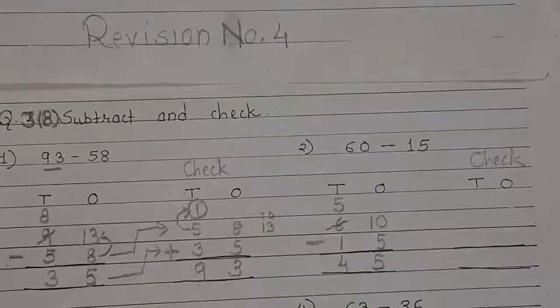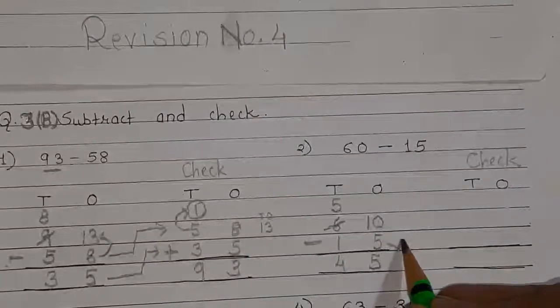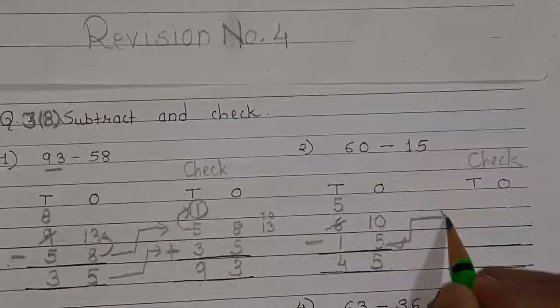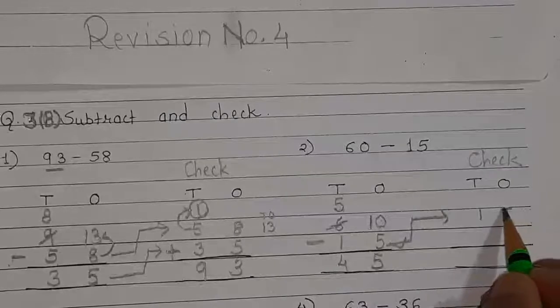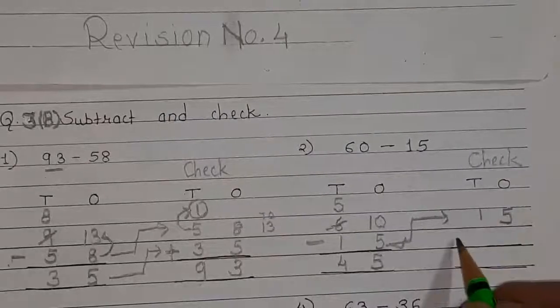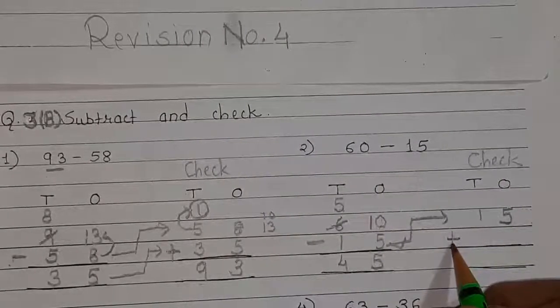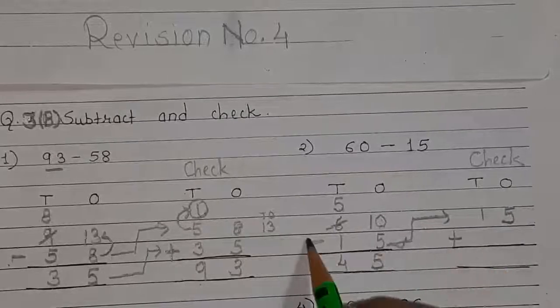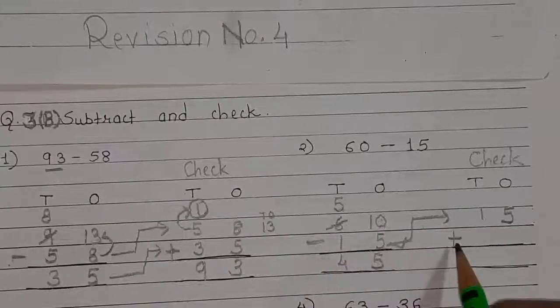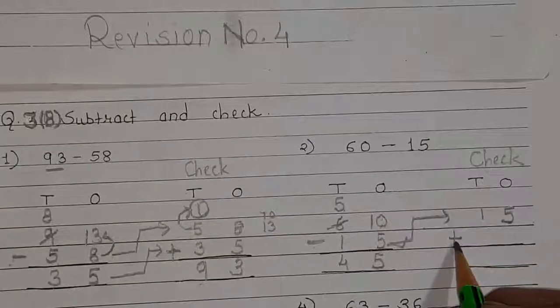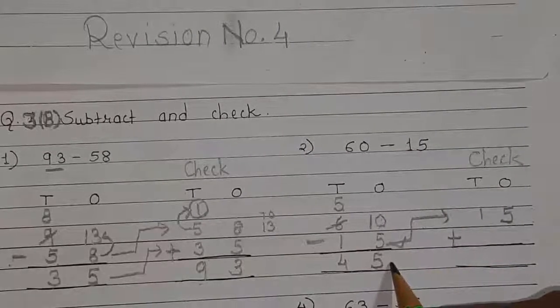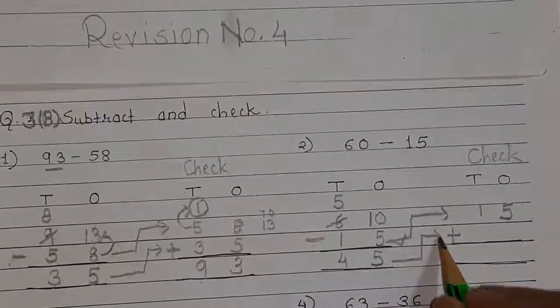Now this 15 we are writing up. 1, 5, 15. For checking we are doing opposite operation. That means here minus, so we are doing here plus. And which number we are adding? The answer which we got.